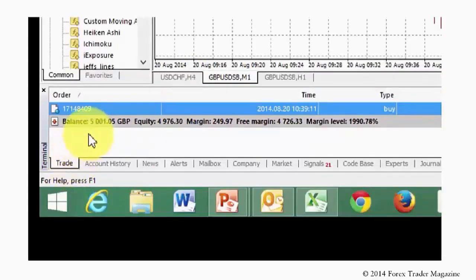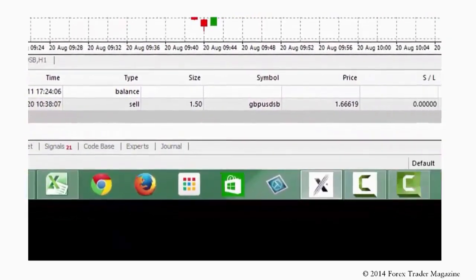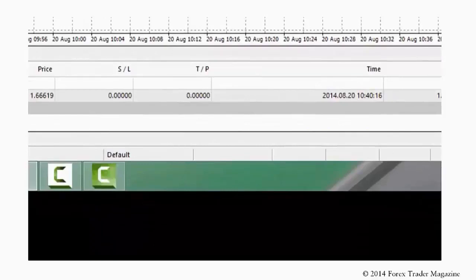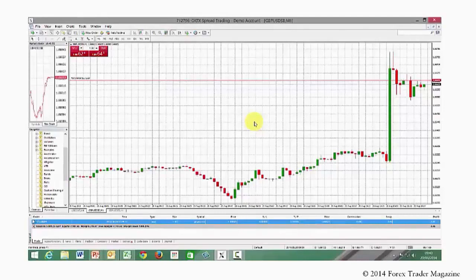Now in the bottom area, the trade tab, the close trade has of course disappeared, and the balance has changed. We've now got a small profit shown in there. But if I go to the next tab along called Account History, I can see that we've actually got a record of the trade here. And that shows again the time that it was opened, the time that it was closed, the price for opening and closing, and the profit, which was a majestic £1.05. But that for the moment is as far as I want to take it on opening and closing trades.